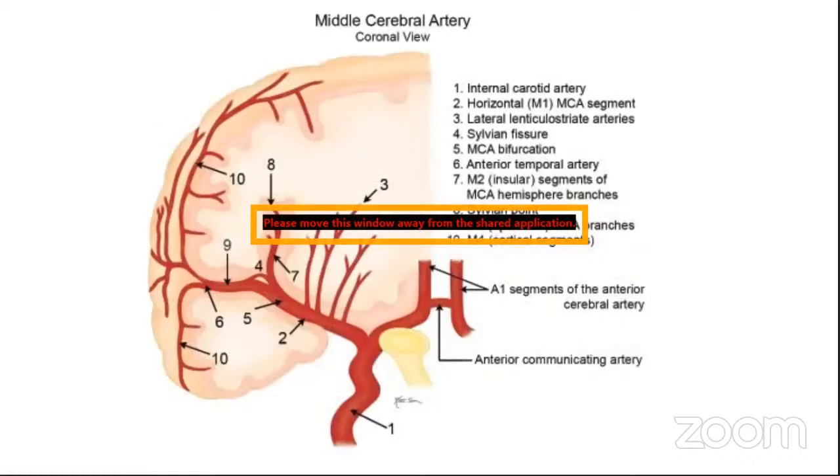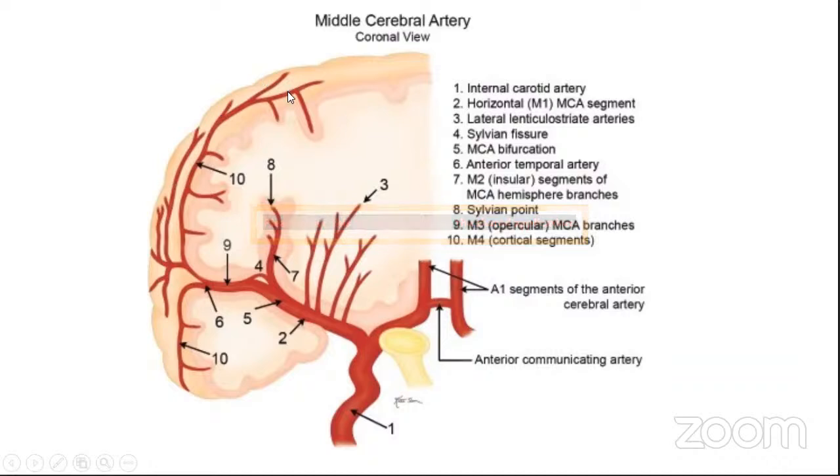This is another good diagram. We can identify that this is the internal carotid artery. This is the M1 segment. These are the two bifurcations, and this is the M2 segment. It continues as the M3 segment in the Sylvian fissure and the opercular segment. And then this is the fourth segment. These are right angle arteries, the continuation of the M4 segments of the middle cerebral artery.